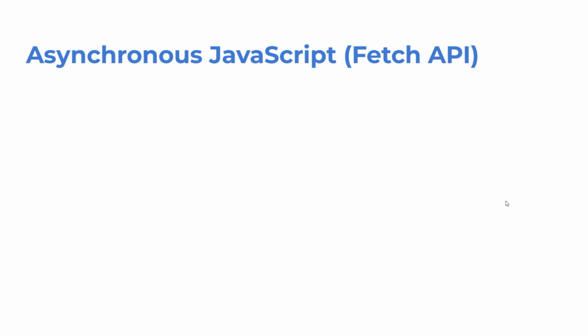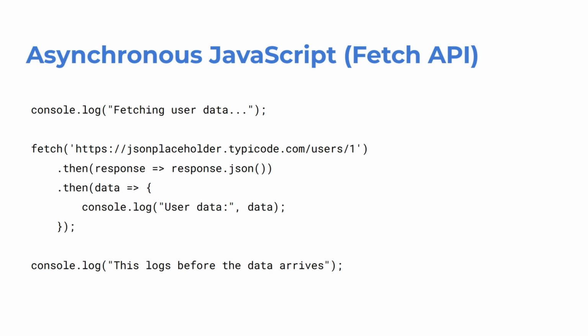Now, let's see a real-time example using the Fetch API to get data from an API. Even though the data takes some time to arrive from the server, the last console log runs immediately. JavaScript doesn't block. It handles the fetch asynchronously.